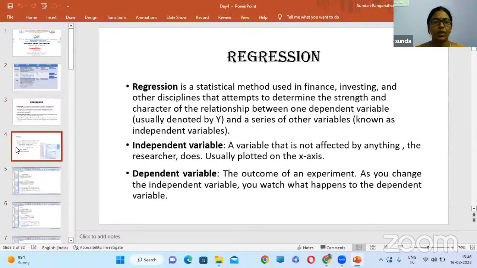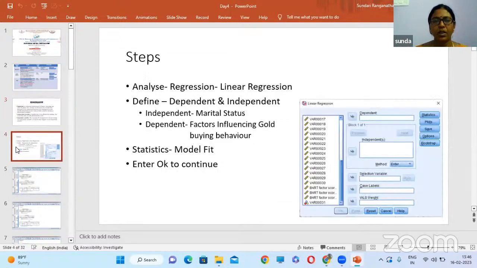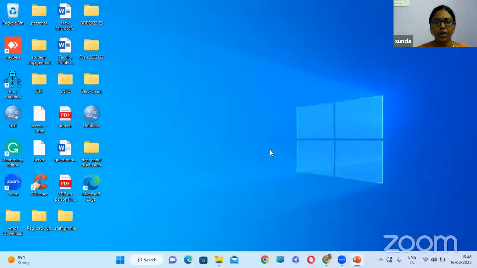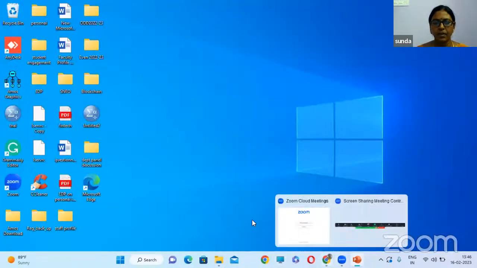Okay. So today, I'm going to do a demonstration of using regression in SPSS. These are all the steps in the process of applying regression in SPSS. We will go to Analyze, where we have to choose Regression and then Linear Regression. And these are all the steps. We are going to apply that in SPSS now. I'm moving on to my SPSS.